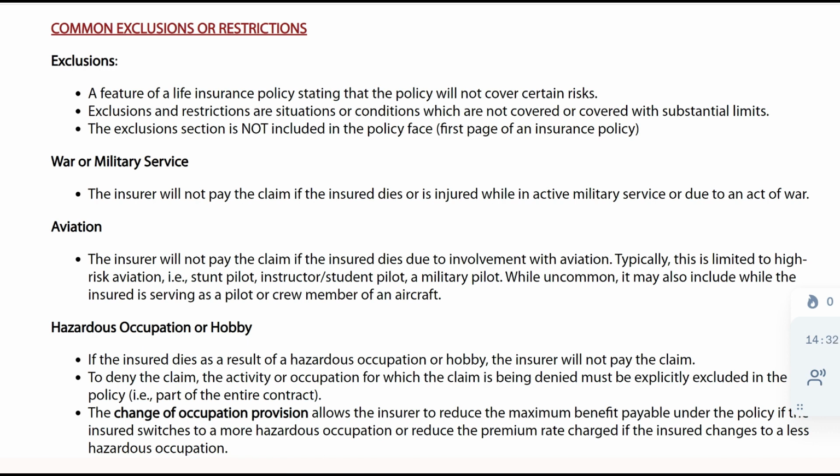War or military service. The insurer will not pay the claim if the insured dies or is injured while in active military service or due to an act of war. Aviation. The insurer will not pay the claim if the insured dies due to involvement with aviation. Typically, this is limited to high-risk aviation, that is, stunt pilot, instructor, student pilot, a military pilot. While uncommon, it may also include while the insured is serving as a pilot or crew member of an aircraft.